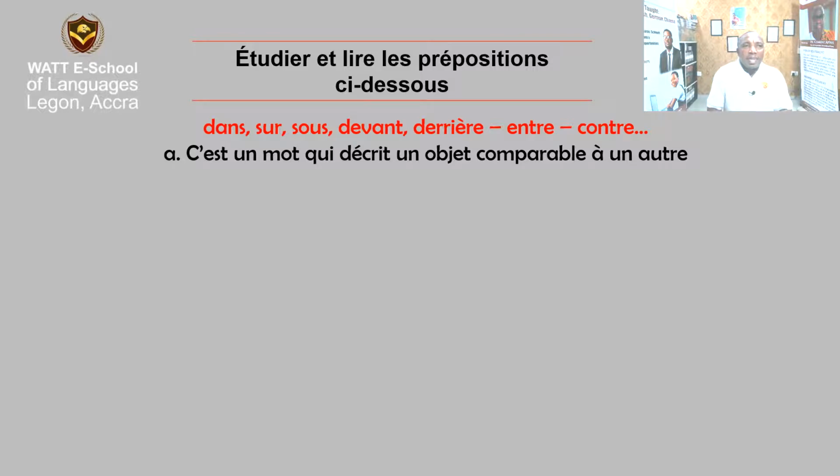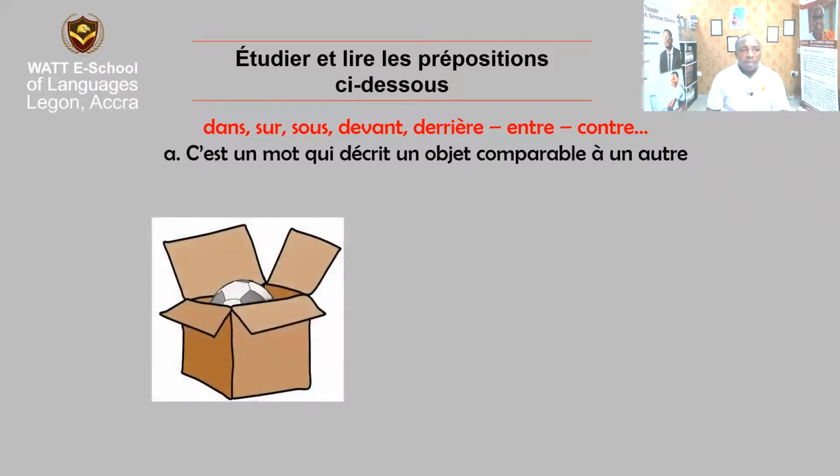C'est un mot qui décrit un objet comparable à un autre. It is a word that describes an object compared to another one, talking about their position. That's what we are going to see. When you take two things, like this phone and this, you see their position. You can see that this one is close to the next one. So here we are going to demonstrate it through images for you to have a clear look at the prepositions.